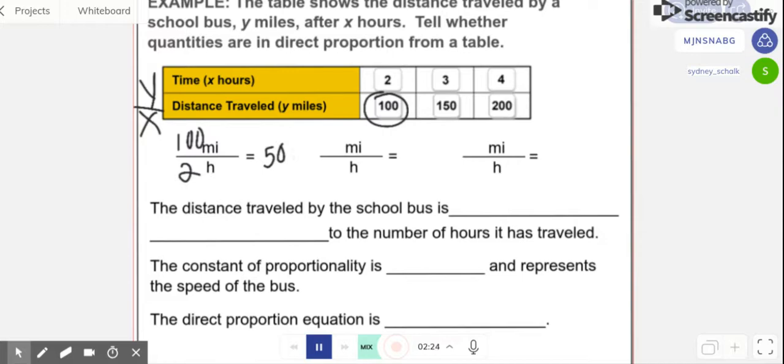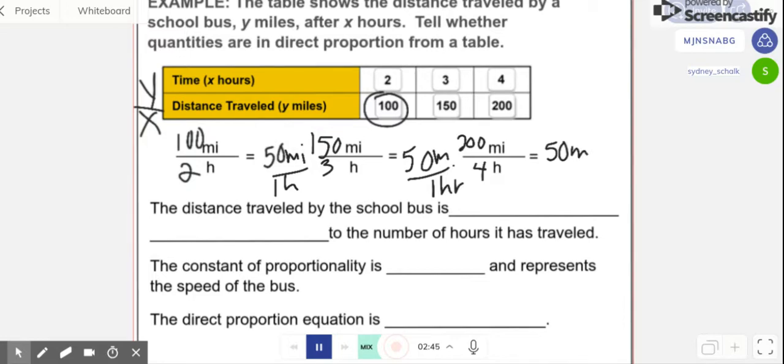Our next ratio has 50 miles to 1 hour. Well, that still equals 50, or 50 miles per hour. And then our last one, we have 200 miles to 4 hours. Once again, that still equals 50 miles to 1 hour. So we can see when we multiply each of our x's by 50, we're going to get our y.